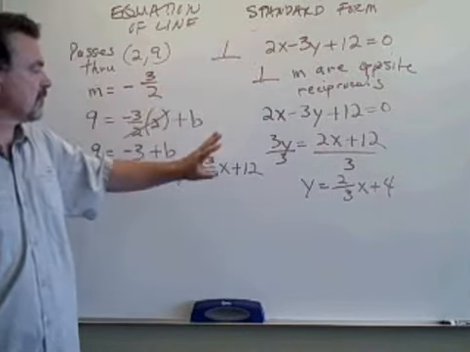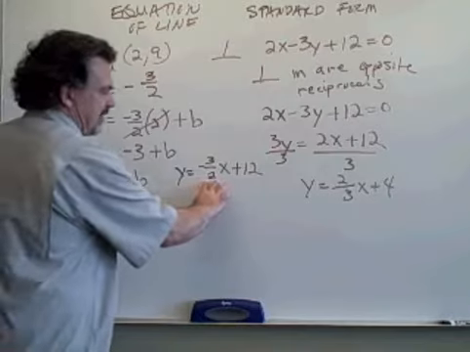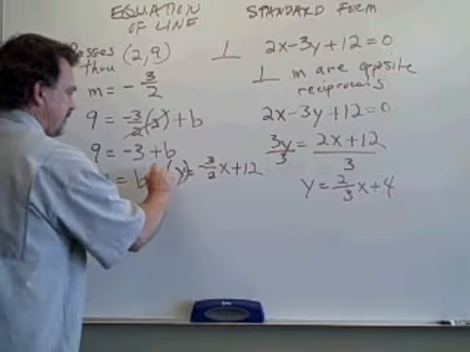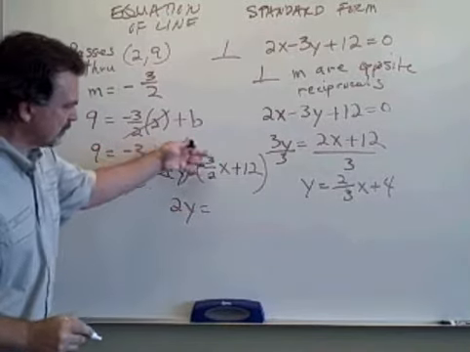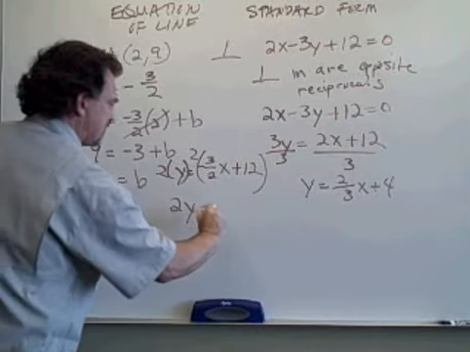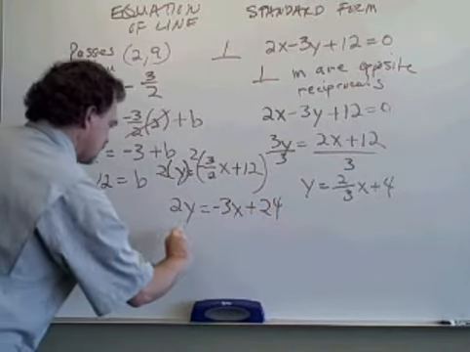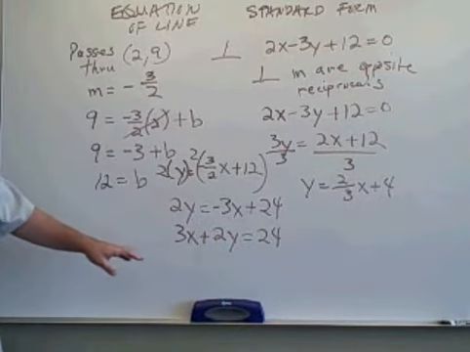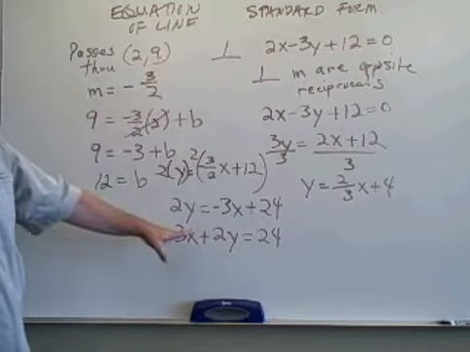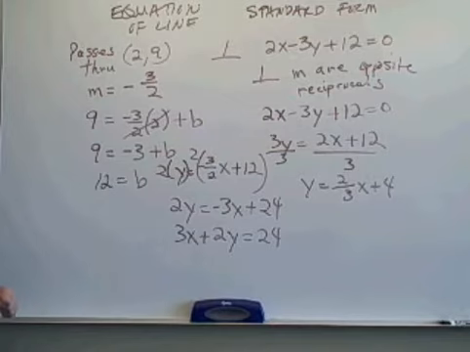We want standard form with integers, whole numbers, integer coefficients. So I'll multiply everything by 2 to get rid of that fraction. So it's 2y equals, multiplying here, I distribute. 2 times negative 3/2 x is negative 3x, plus 2 times 12 is 24. Add 3x to both sides. And we have our equation in standard form that would be a line perpendicular to the line defined by that equation. This is problem 13 from your review sheet for exam 1.